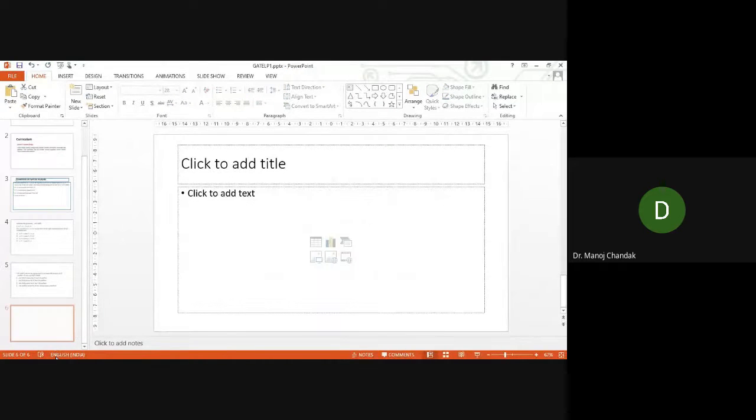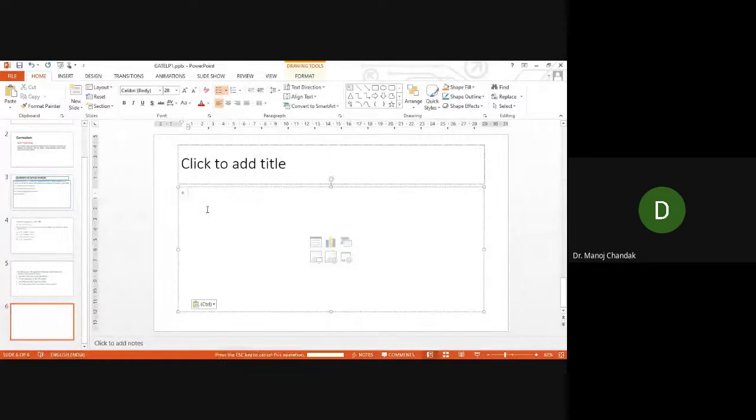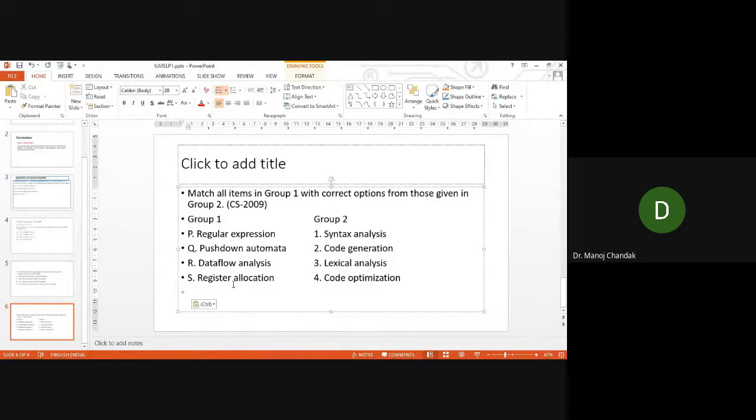One more along the same lines. Let me put it for you on the slide. Sometimes they give you match the following questions like this. A good number of times you get group 1 and group 2. Match all items in group 1 with the correct option from those in group 2. This is from 2009. So there is a regular expression, pushdown automata, data flow analysis, and register allocation.